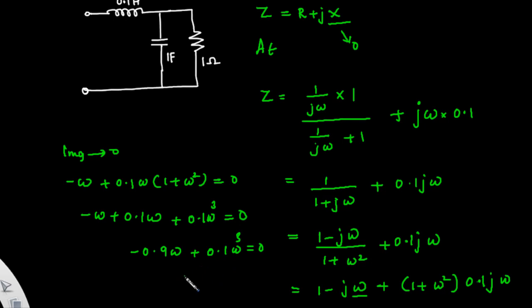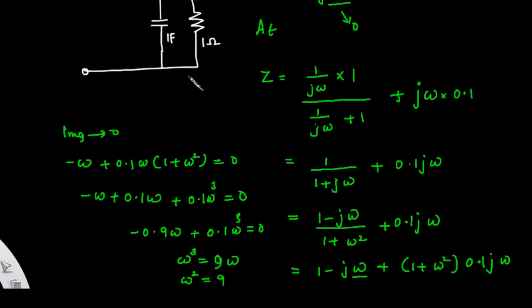That means omega cube equal to 9 omega, that is omega square equal to 9, which gives omega equal to 3 radians per second. We will be taking the positive value since it is frequency. So we have found out what is omega. This is the resonant frequency of the circuit.